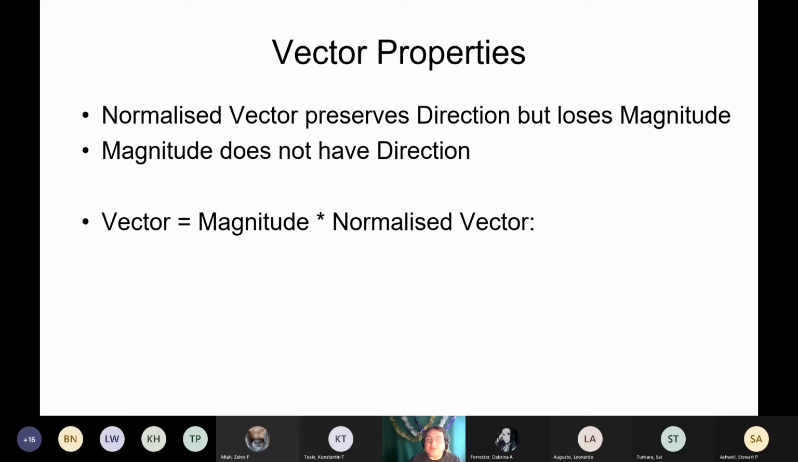Now, a normalized vector preserves direction but loses magnitude. Magnitude is always set to 1. 1 doesn't matter because 1 multiplied by any other number leaves that number. Okay, 5 times 1 is still 5. So magnitude doesn't count in case of a normalized vector, but a normalized vector has a direction. And now magnitude does not have direction because it's just a number. Therefore, a vector is a combination of magnitude and normalized vector. And this combination can be shown very simply as a mathematical formula. So a vector, it's this thing, this symbol is the magnitude of this vector, and this thing is the normalized vector of this vector. So if you take the normalized vector, multiply it by magnitude, you get the original vector.